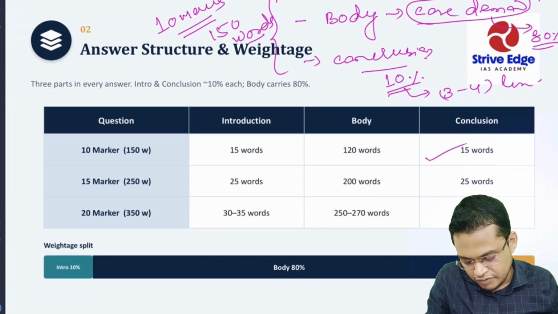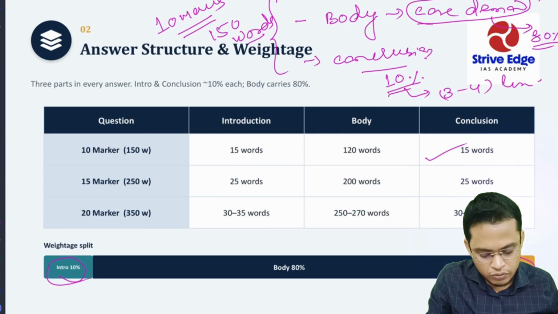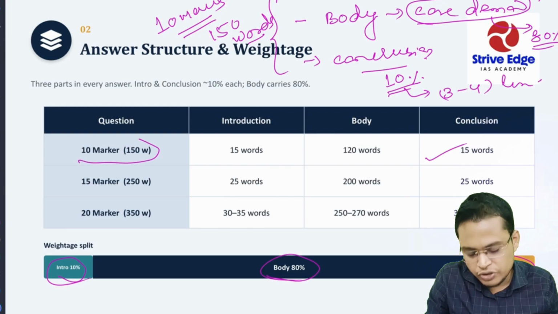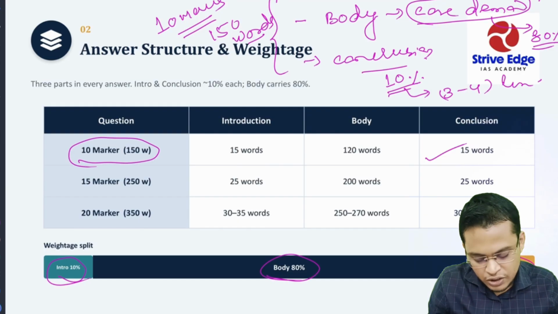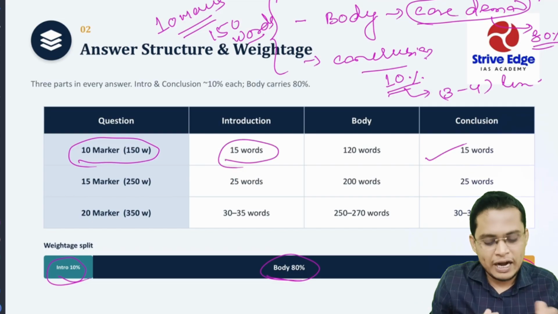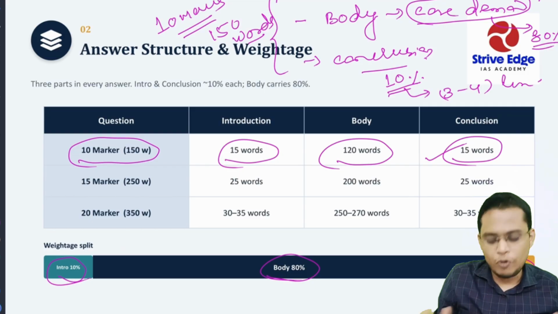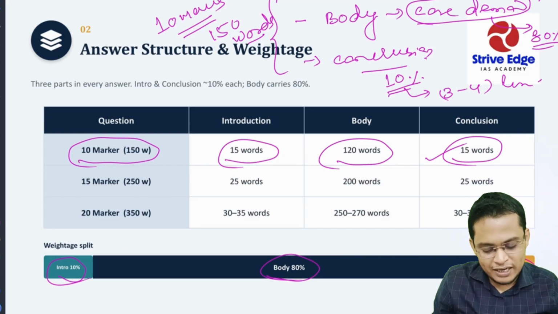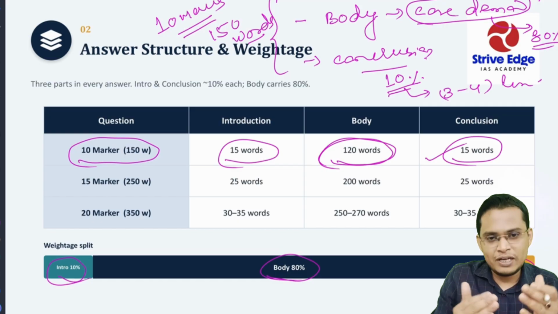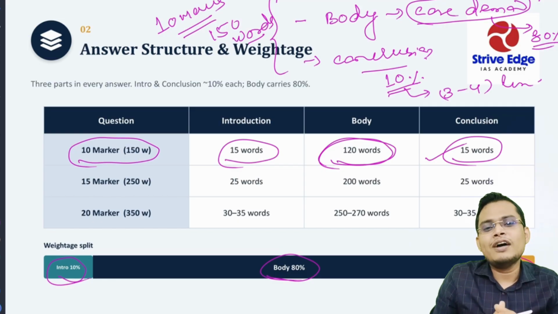So 10% weightage should be given to the introduction, 10% to the conclusion, 80% to the body. For a 10 marker question, the word limit is 150. So 15 words, around 3 lines, you have to write the introduction, the same 3 to 4 lines for your conclusion, and 120 words you have to devote to your body. But in reality, it is very difficult to write 120 words in the body. If you are able to write 90, 100 words, that is also okay.